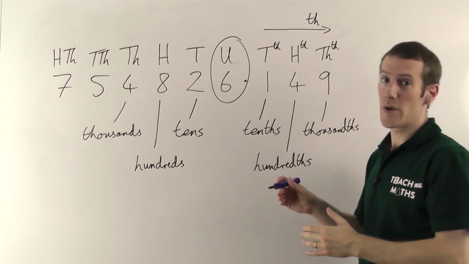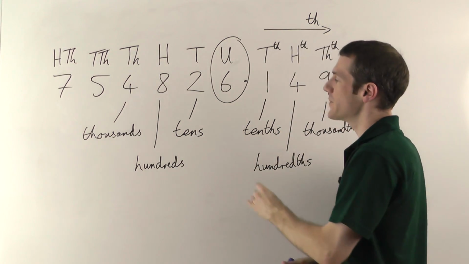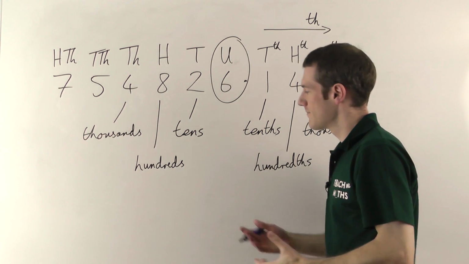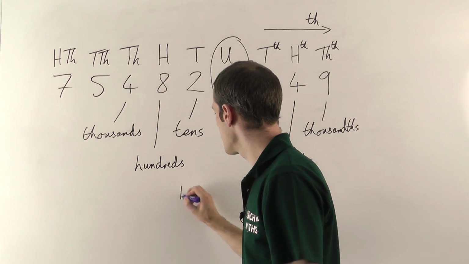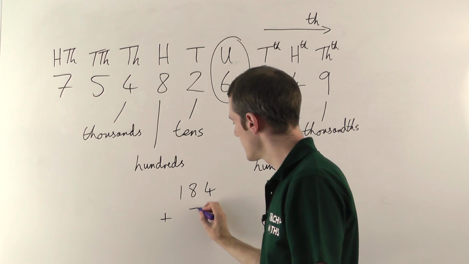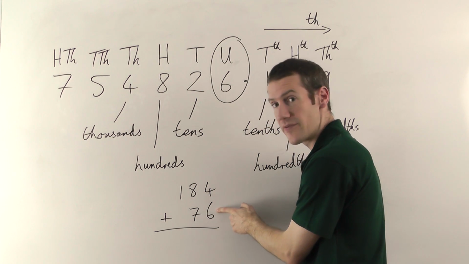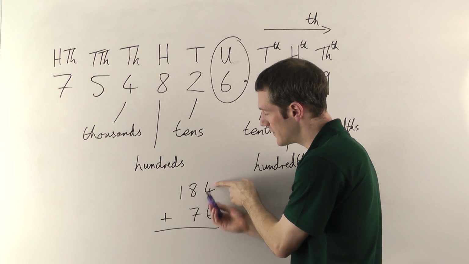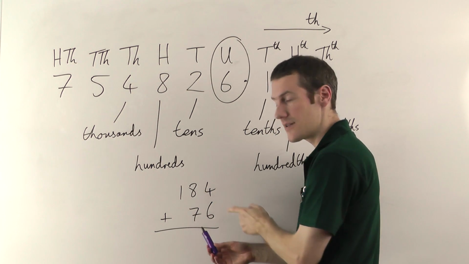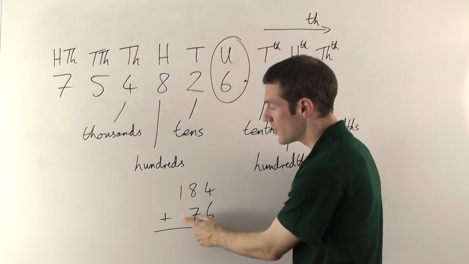Now, the important thing with this topic is when you're adding, subtracting, multiplying, dividing, whatever it is you do, you must make sure you're lining up the columns correctly. So if you're adding up two numbers, let's imagine you've got 184 plus 76, you need to make sure that the units columns sit on top of each other. This is the units column for the 184, the 6 is the units for the 76. The 8 is the tens for 184, the 7 is the tens for 76. 1 is the hundreds, there are no hundreds on the 76.